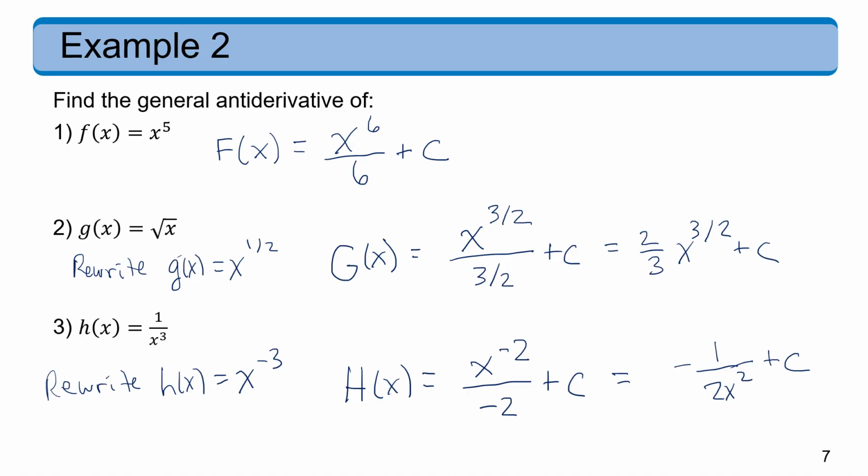Okay, so this example illustrates something we saw already with taking derivatives, and that is certain functions that are not in the form of a power function, sometimes they can be rewritten in the form of a power function. But this time, instead of using the power rule, we used the backwards power rule to find an antiderivative rather than a derivative.